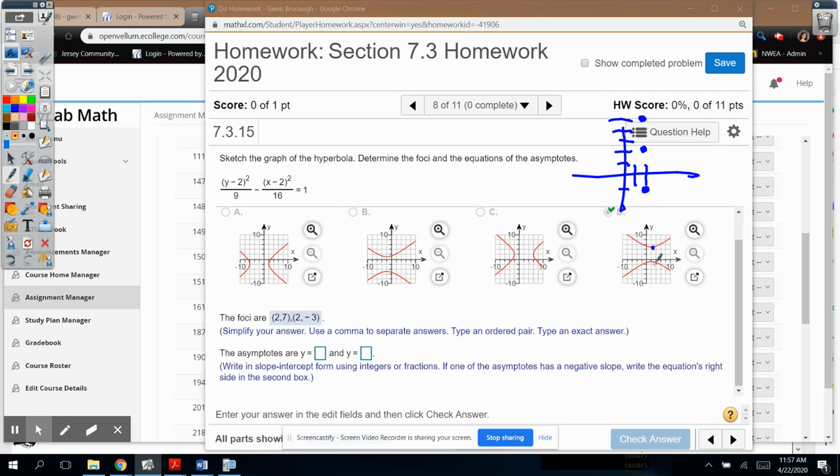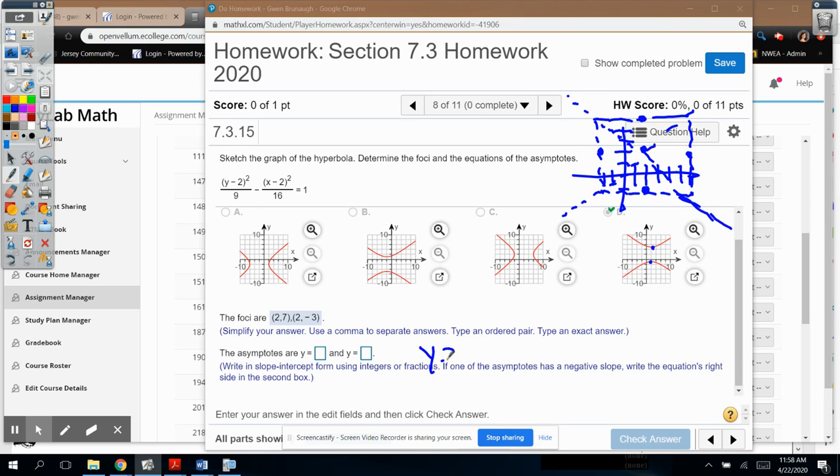and this point here. Then to get the rest of my rectangle, I'm going to go in the x direction 4. 1, 2, 3, 4. 1, 2, 3, 4. And that gives me my rectangle. Now, if I go through the corners of the rectangle, I can do my asymptotes. Well, this is kind of nice. My graph is not perfect, but it looks like I might be able to see where my y-intercepts are.